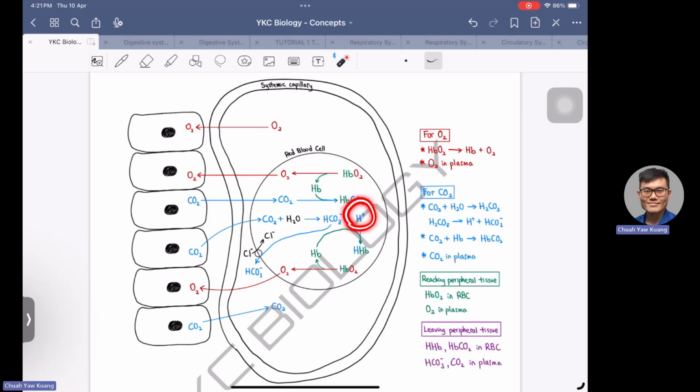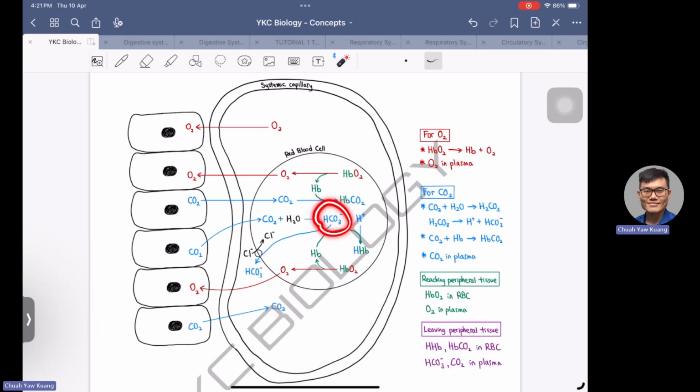So to solve the problem of this accumulation of the hydrogen ion, the hemoglobin that is released from the oxyhemoglobin just now will act as the buffer. They will bind with this hydrogen ion and form HHb, the hemoglobinic acid. By doing this, it prevents too much of the hydrogen ion inside the red blood cell from making the cytoplasm acidic.